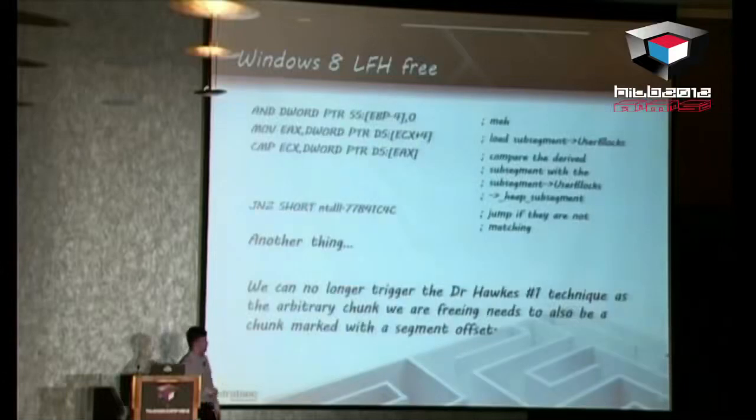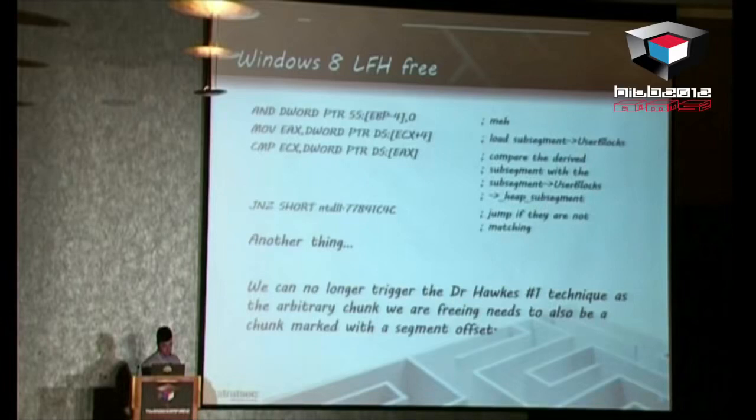So if we're overriding free chunks and allocated chunks, and a free occurs, then that's going to cause us a little bit of a problem. And another thing too, the Ben Hawkes technique is now gone, right? We can override an allocated chunk and try to free it to an arbitrary location, but the second chunk that it goes to free instead of the first one will be checked to see if it's also a segment offset chunk, and if it's not, then it's not going to free properly.